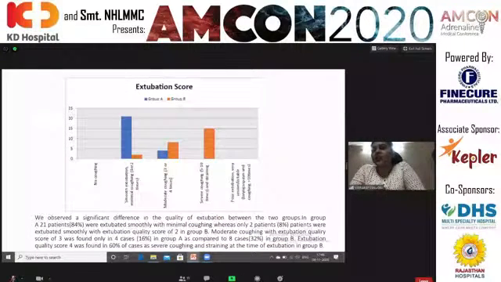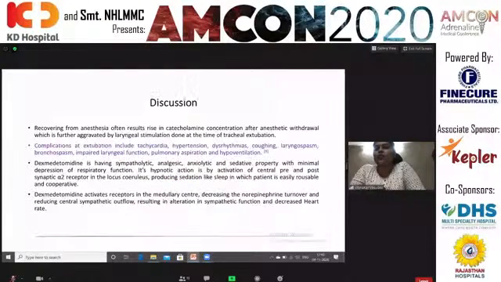We observed a significant difference in the quality of extubation between the two groups. In group A, 21% of patients were extubated smoothly with minimal coughing, whereas only 2 patients were extubated smoothly with extubation quality score 2 in group B. Moderate coughing with extubation quality score 3.